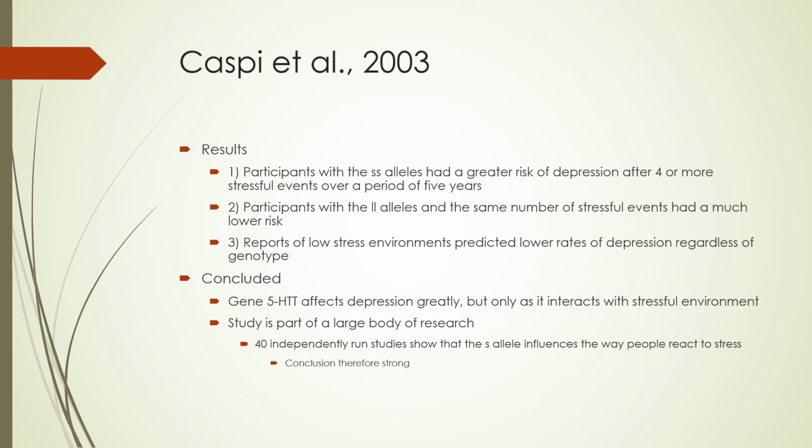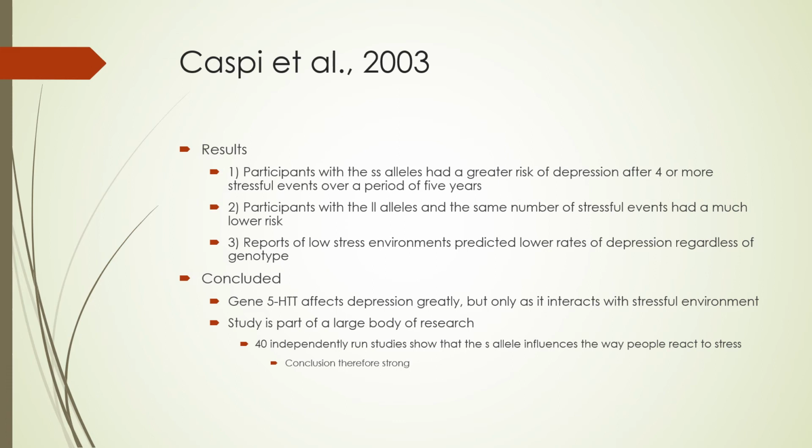So the results of this study were that participants with the two short alleles, that was just one of the groups, had a greater risk of depression after 4 or more stressful events over a period of 5 years. And so, when we're concluding that the gene type 5-HTT, or the gene 5-HTT, I should say, affects depression greatly, but only as it interacts with a stressful environment.